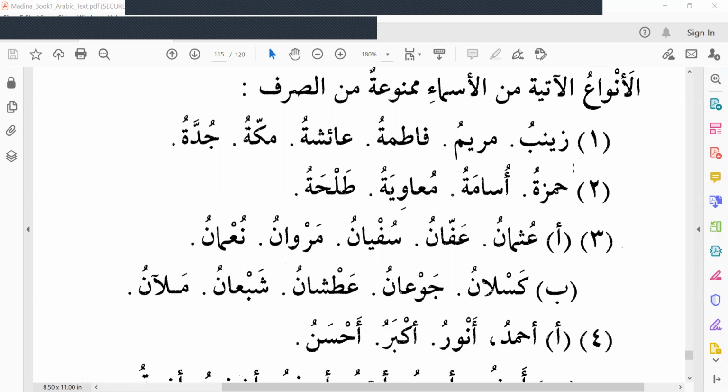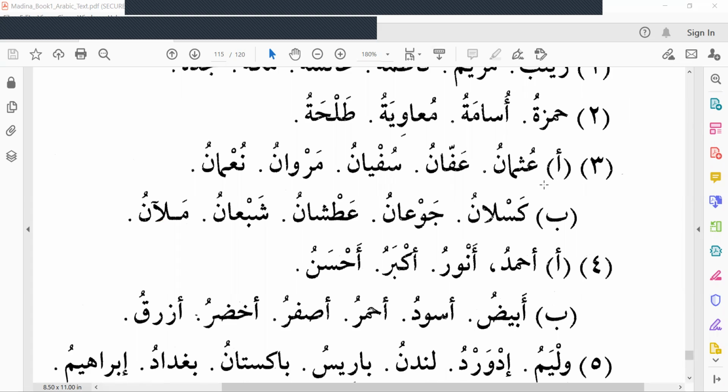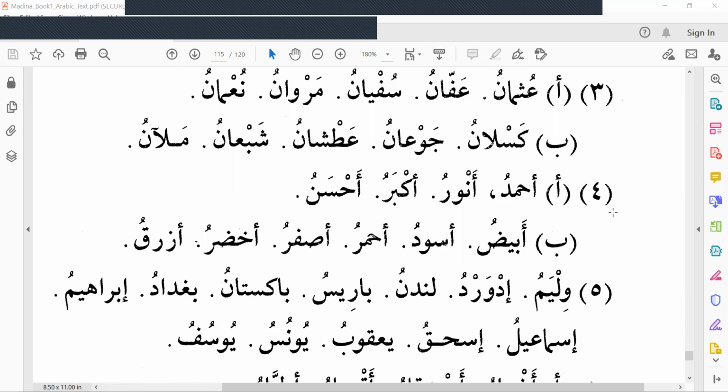First category is girls' names, all the girls' names. The second category is those male names ending with ta marbuta. The third category has 2 types: first, those male names ending with alif nun; the second, those adjectives ending with alif nun. And the fourth category is those nouns having male names in the af'alu pattern. The second subtype under the fourth category is those colors in af'alu pattern. Both patterns are the same.